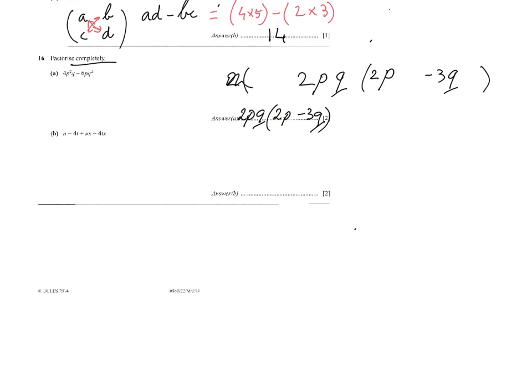So 2pq times 2p is 4p squared q. 4p squared q, there you go. 2pq times minus 3q is minus 6pq squared, and there you go. 2 points, great. This one clearly you have to factorize by grouping.